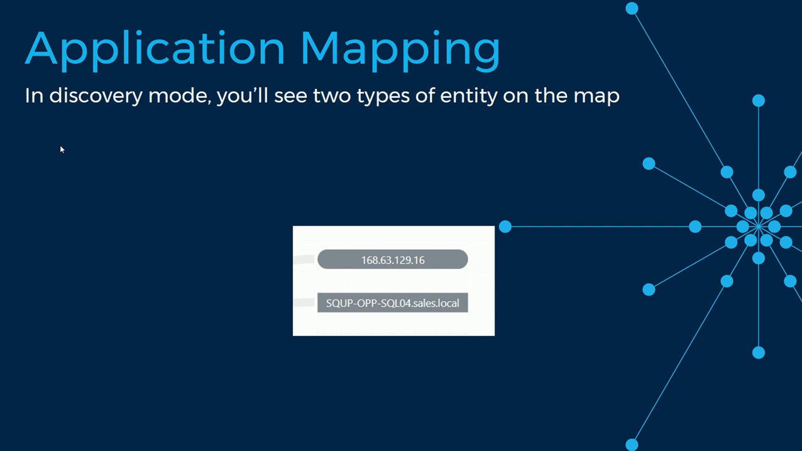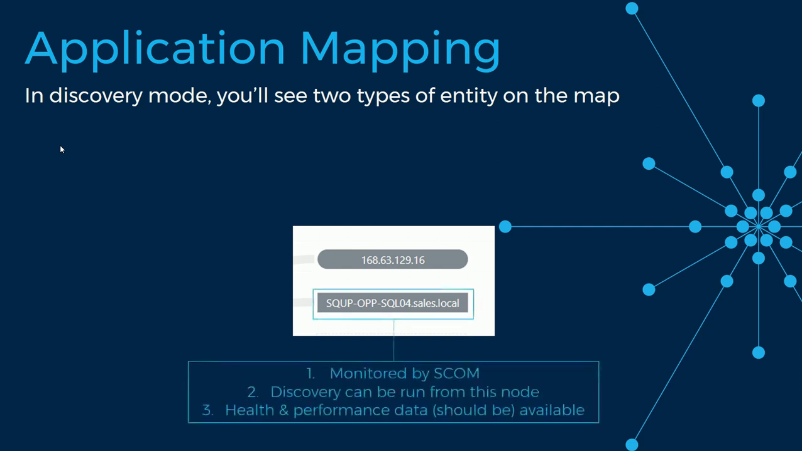So let's start with SQL 04, the regular rectangle. This regular rectangle visualization tells us firstly that SQL 04 is monitored by SCOM. There's a SCOM agent on this endpoint. And as a result, we can run discovery from this. And also health and performance data should be available for that. I've put should be because obviously we're reliant on the fact that SCOM is in fact collecting that sort of performance data. But essentially where you see that rectangle visualization, it's being monitored by SCOM. You can run discovery and health and performance data is available.